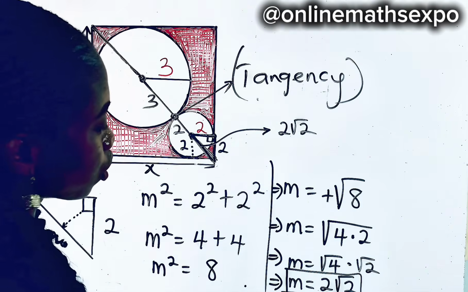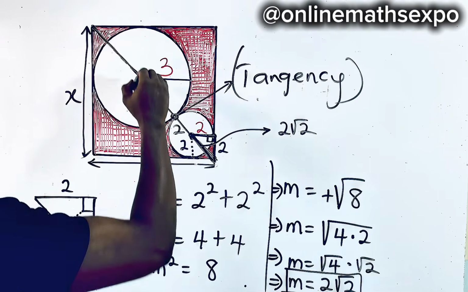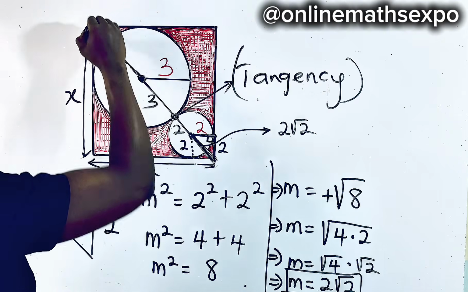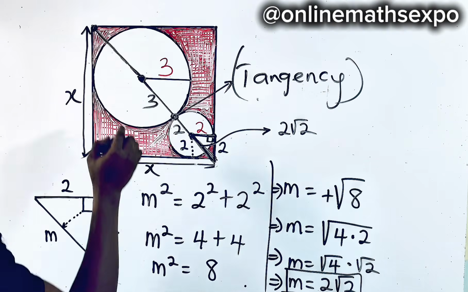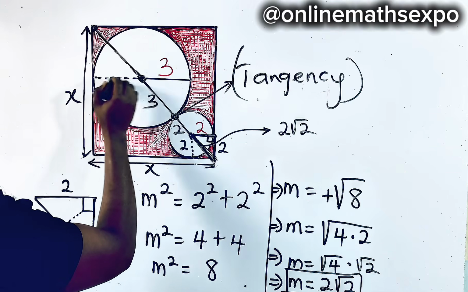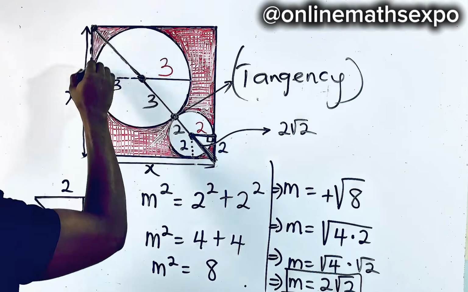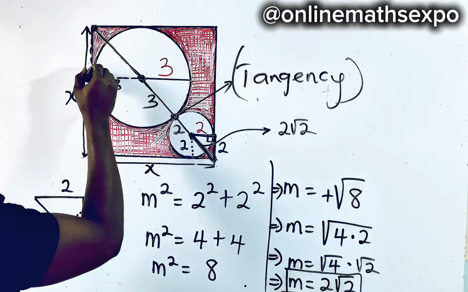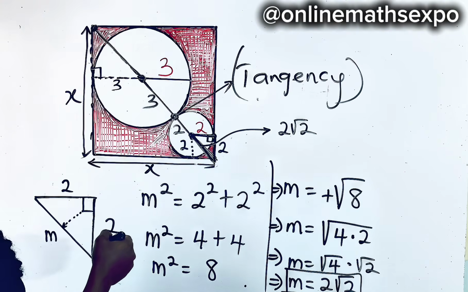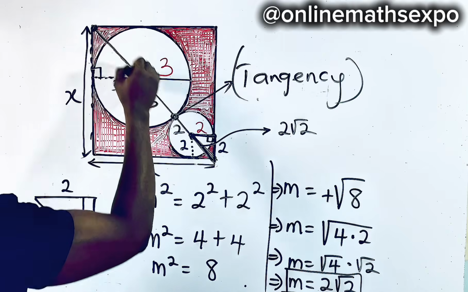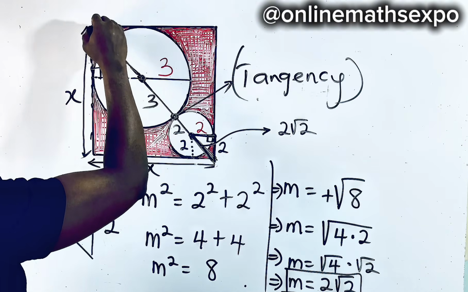Now, what other information do we need? We need to know this length from here to here. We need to get it. Remember also that from here to here is the same as the radius, which is 3. And because this line is the tangent to the circle, it is also perpendicular. So what does it mean? From here to here is what we are looking for.